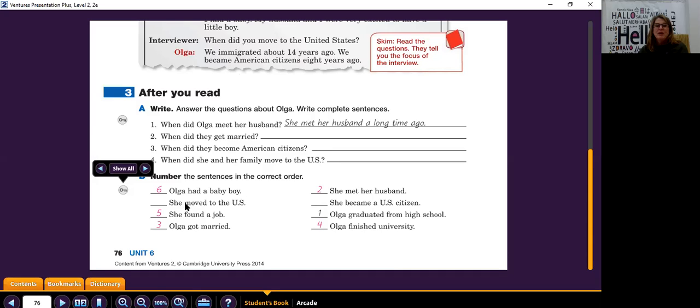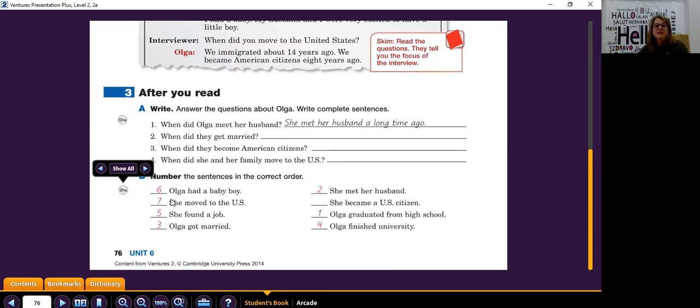Then let's see here, what happened next? Did she move to the United States first and then become a citizen, or did she become a citizen then move to the United States? So let's see here, we immigrated about 14 years ago. We became American citizens 8 years ago. So pause, write your answers for 7 and 8.